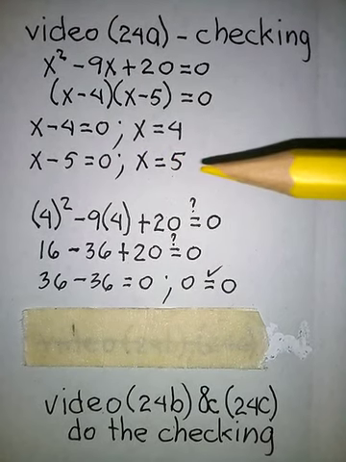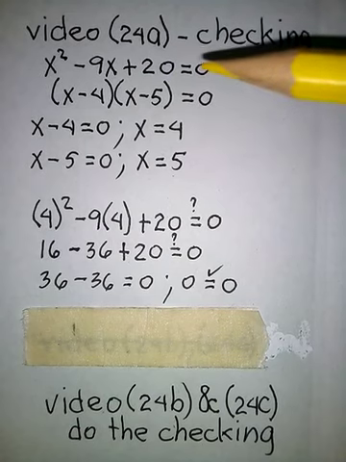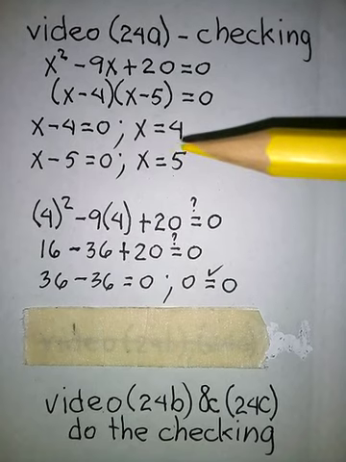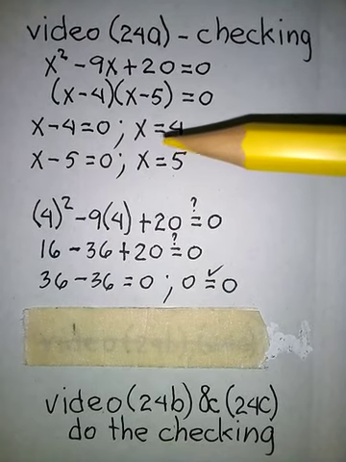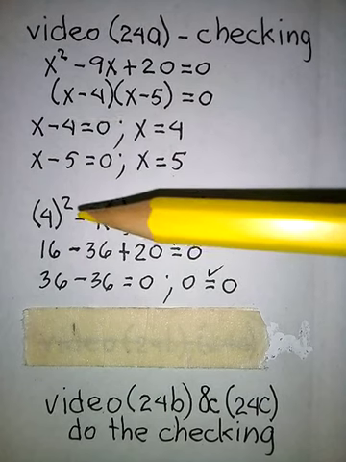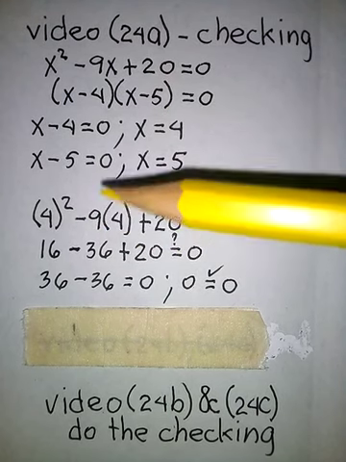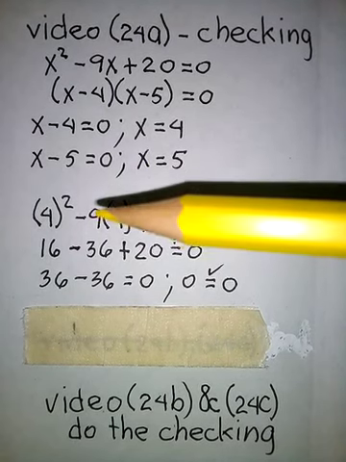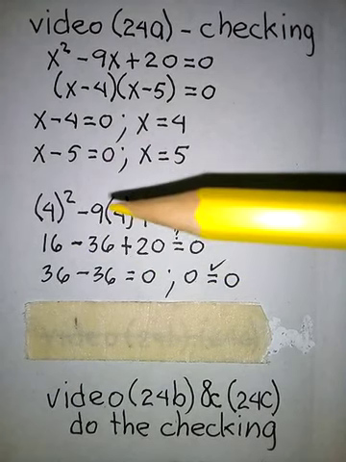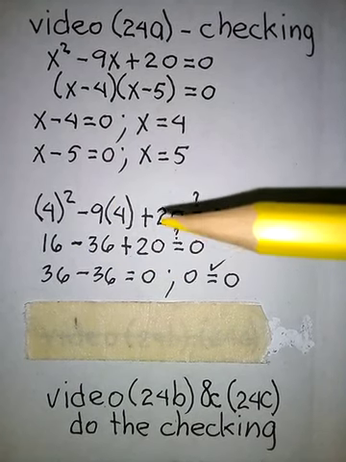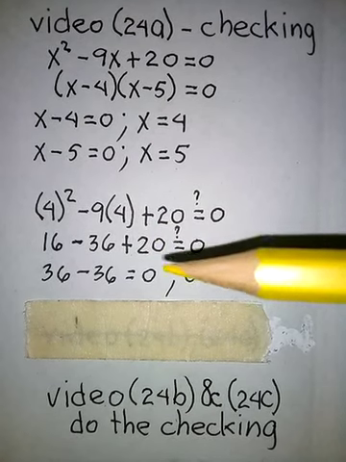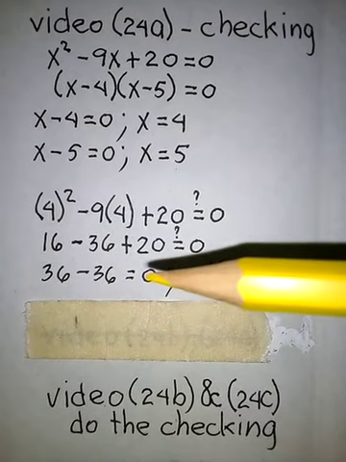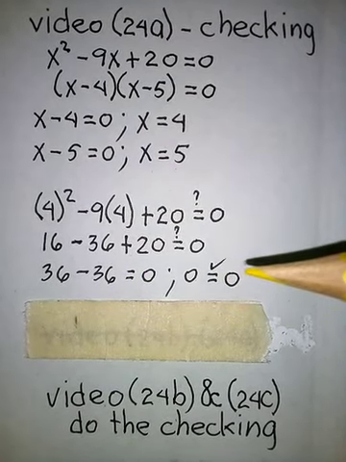And then, substitute the values of x to the original equation. So let us first substitute the value of x, 4, in the original equation. So, x squared, so 4 squared minus 9 multiplied by x, which is 4, plus 20, is this equal to 0? So, we have 4 squared is equal to 16, minus 9 times 4 is negative 36, plus 20, is this equal to 0? So, we have here 16 plus 20 is equal to 36, and then minus 36 is equal to 0. So, therefore, 0 is equal to 0.